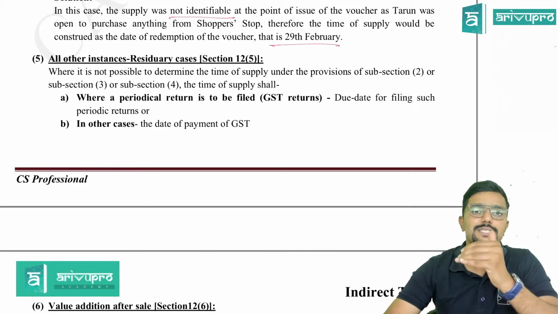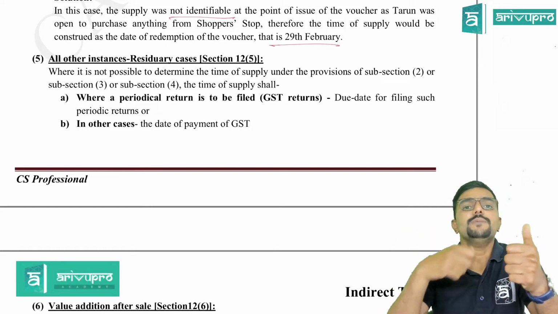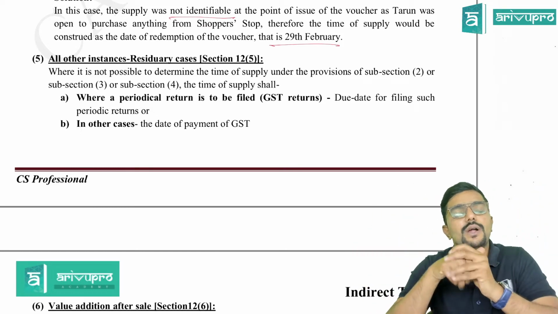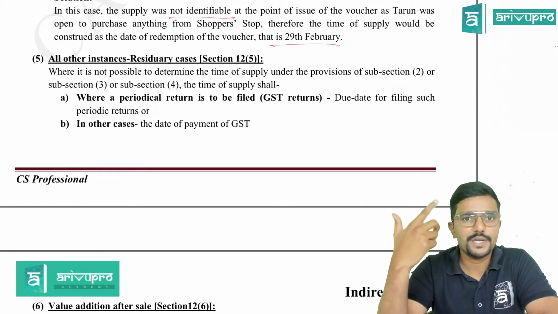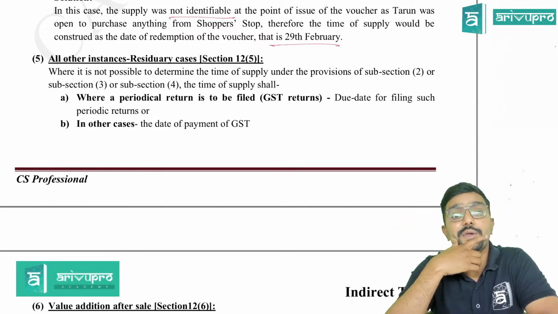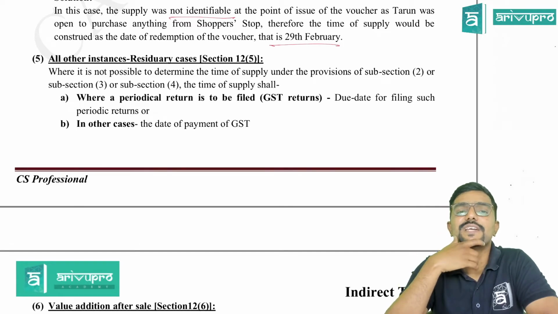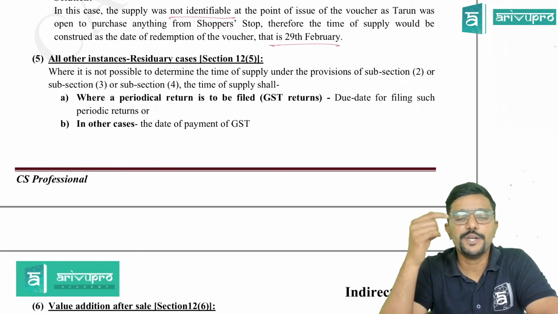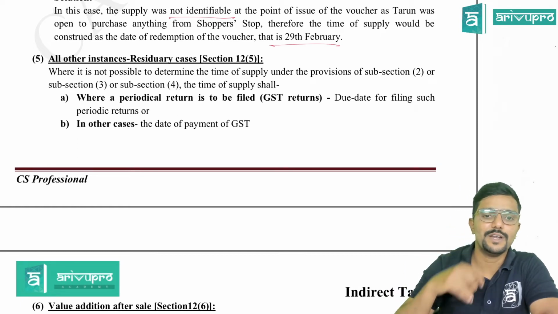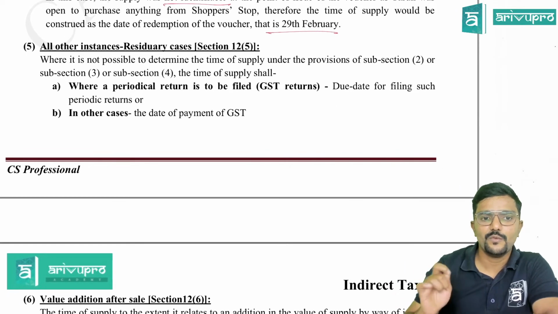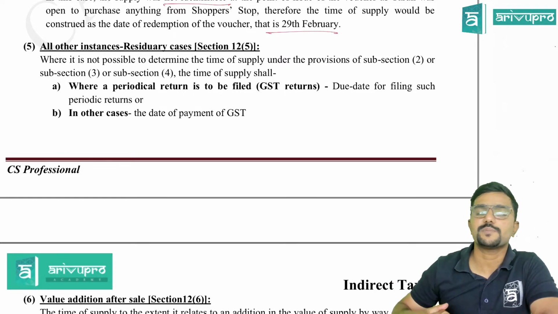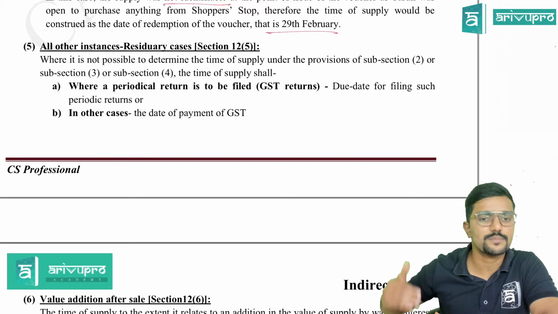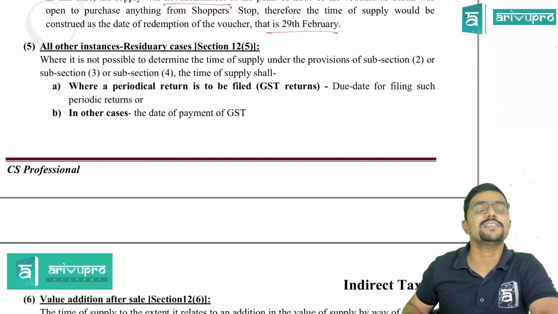Clear? Means if by chance there is a supply, you are liable to pay tax, but you are not able to determine the time of supply as per section 12(2), 12(3), 12(4). Then in that case, can you escape from tax liability? No, there are some residuary cases given for you. So you need to determine the time of supply as per section 12(5). What is it? Where it is not possible to determine the time of supply under the provisions of subsection 2 or subsection 3 or subsection 4, then only we will apply subsection 5.